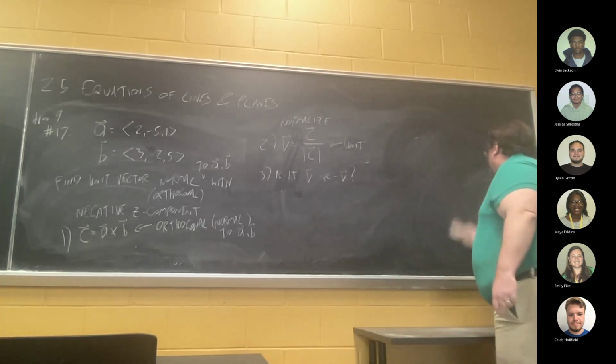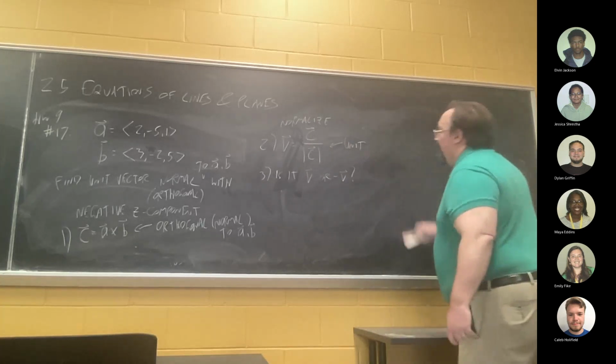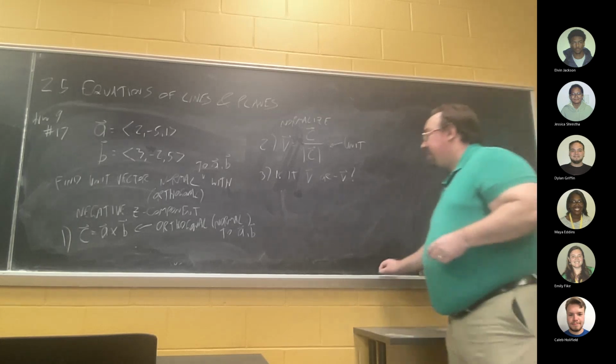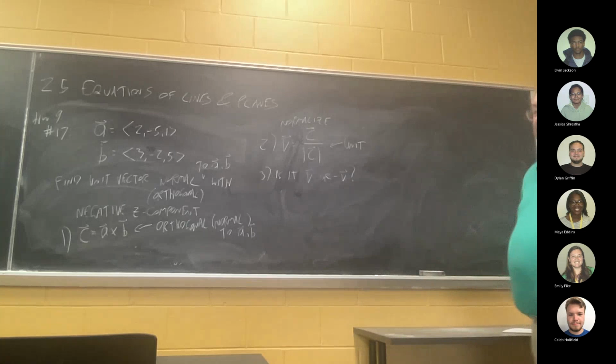That's when I started talking about the right-hand rule the other day. Because if you want a vector orthogonal to the given vectors and a unit vector, there are two possibilities, and which is the right one?